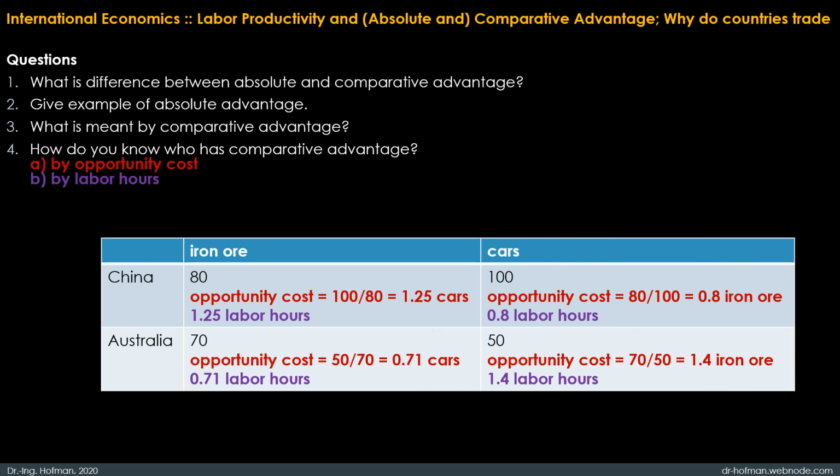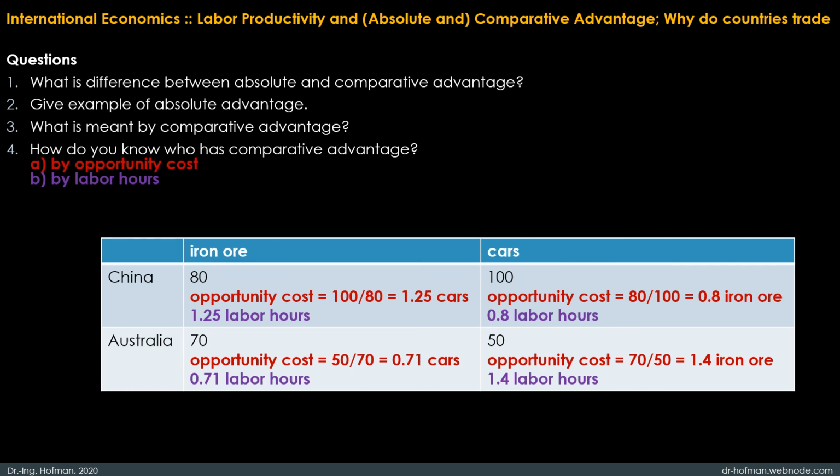How do you know who has comparative advantage? Comparative advantage is when a country can produce a good with the least opportunity cost. In our example, the opportunity cost for iron ore is 1.25 cars in China and 0.71 cars in Australia. As Australia has the lowest opportunity cost for iron ore, it therefore has a comparative advantage in the production of iron ore.